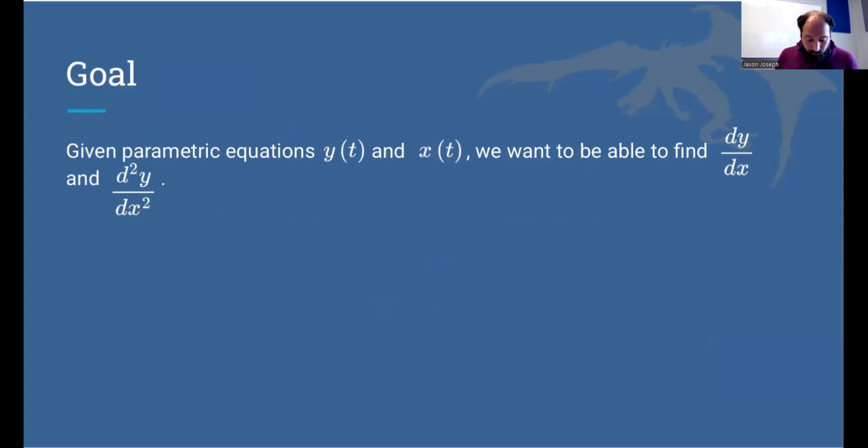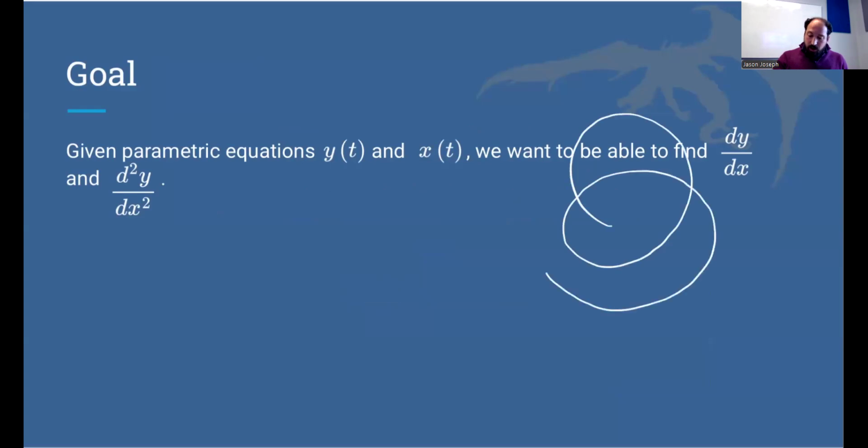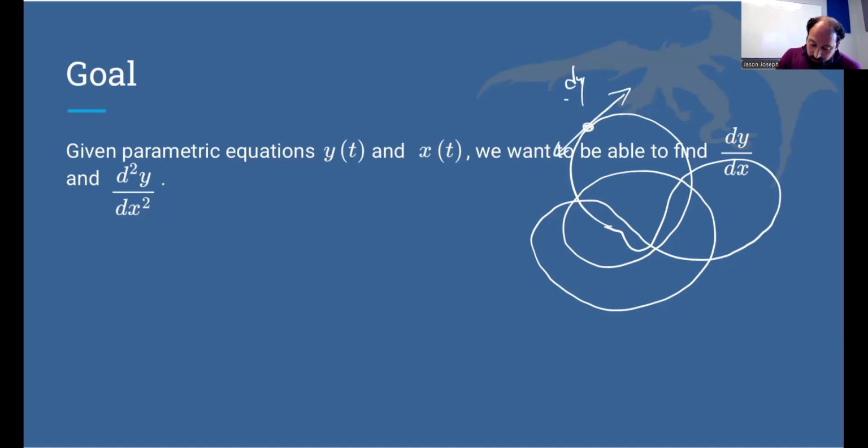We are going to now see how to find dy dx. So you have some crazy curve, and we're not concerned anymore with whether or not y is a function of x, but we still may want to know at a point what is the slope of the tangent line, right? And so that's what dy dx is. And also the second derivative of y with respect to x. If you remember Calc 1, that tells us about concavity, curvature, that sort of thing. So that's our goal for today.